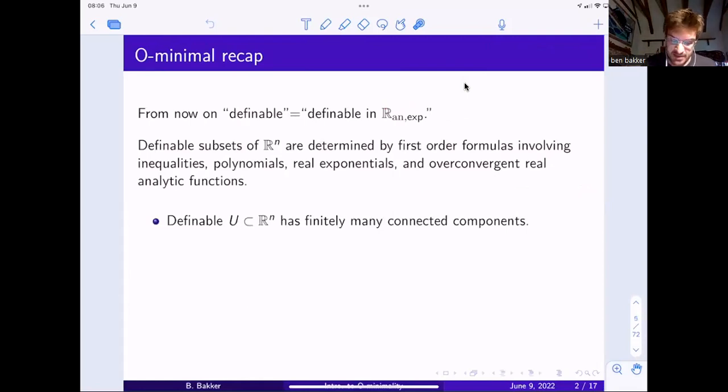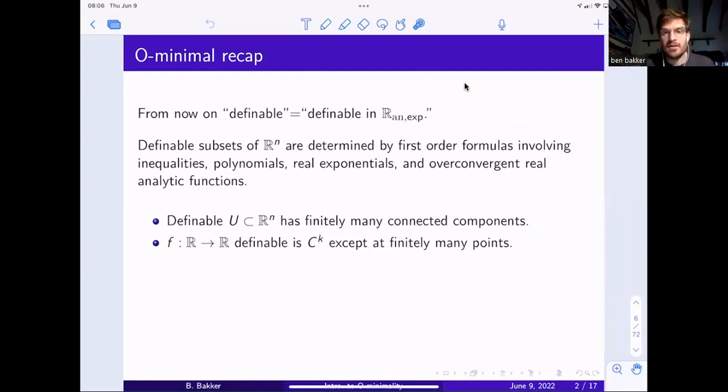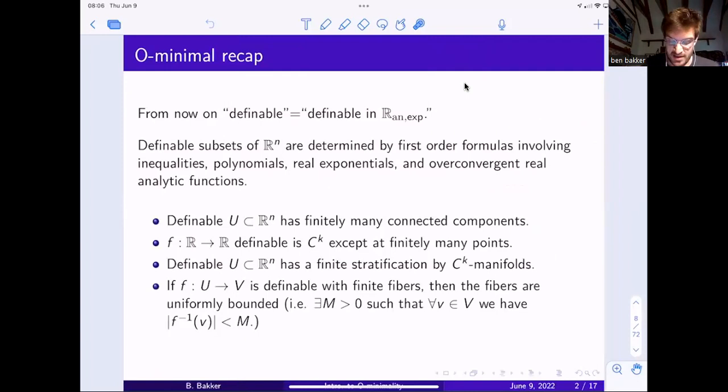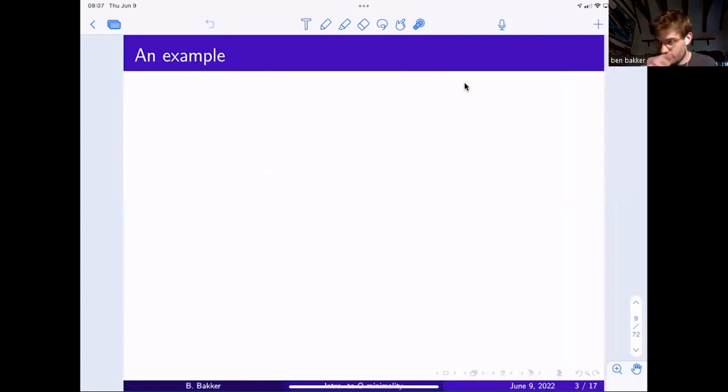Let me just briefly recap some of the nice properties these subsets have. Any definable subset of R^n will have finitely many connected components automatically. Any definable real function will be C^k except at finitely many points. Any definable subset of R^n has a finite stratification by C^k manifolds. Whenever we have a definable function between two definable sets with finite fibers, then there's a uniform bound on the size of the fibers. Most of these we won't use today, some of them we might, but keep them in your head as nice properties that these subsets have.